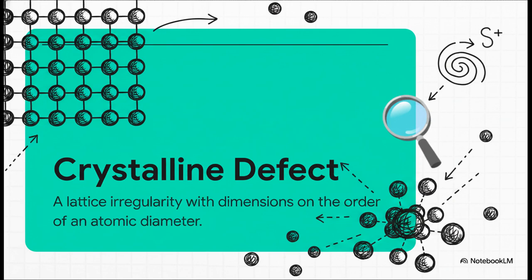But why are they everywhere? Well, it actually comes down to a fundamental rule of thermodynamics. Nature absolutely loves randomness, or entropy, way more than perfect, flawless order. So even if we tried our hardest, it is thermodynamically impossible to create a crystalline solid that is 100% free of these irregularities. The material actually wants to be imperfect.